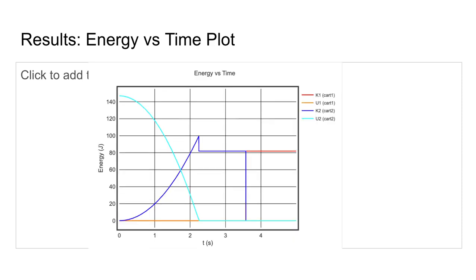The energy graph shows total mechanical energy decreasing while cart 2 is on the slope. Once it reaches the ground, potential energy becomes 0 and only kinetic energy remains. After the collision, the kinetic energy is redistributed between the two carts.